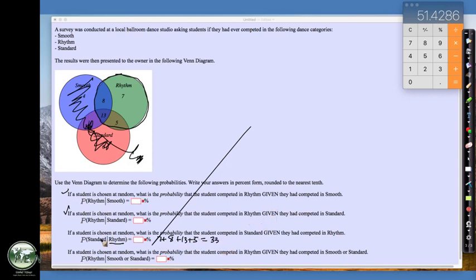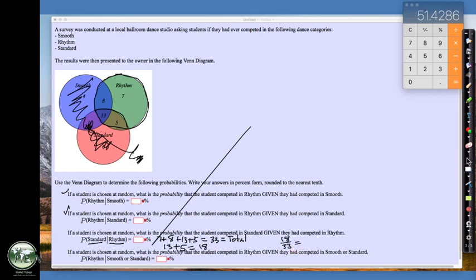And then what are we looking for? Someone who also did standard from this group. So standard is, I think, the pink circle. So we're in this overlapping region, 13 plus 5. So 33 is the total, and 13 plus 5 is the group we're looking at, that's 18. So the ratio is 18 divided by 33.